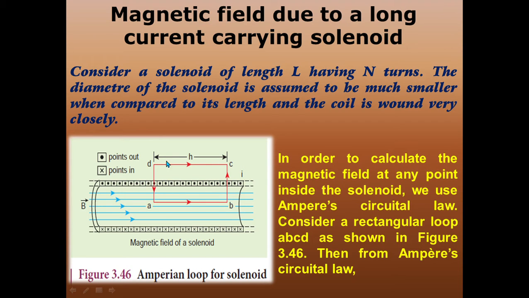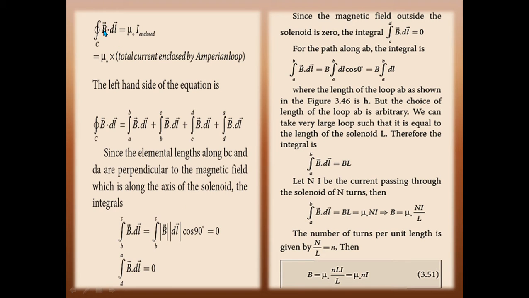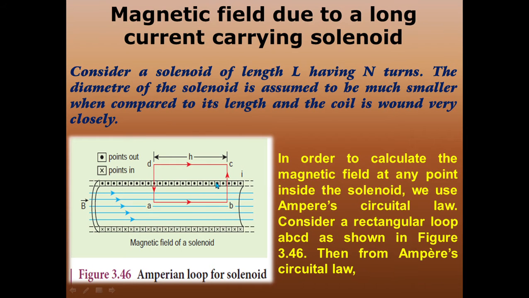Here, this is the rectangular loop A, B, C, D, A. Now form Ampere's circuital law. What is the formula for Ampere's circuital law? Line integral of B vector dot dl vector is equal to mu naught I enclosed, which is mu naught into the total current enclosed by the Amperian loop. This is the Amperian loop.